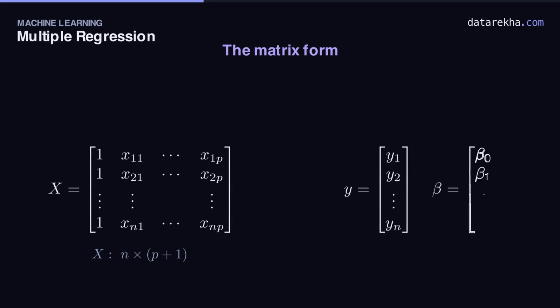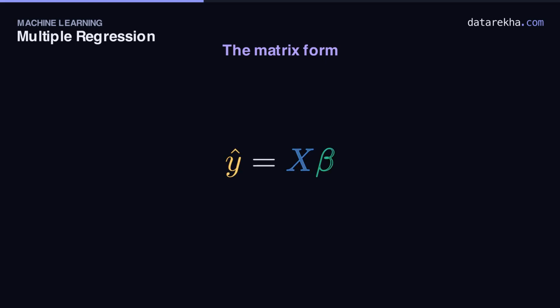Next, the target vector, little y, every observed output stacked in a column. And the coefficient vector, beta, the intercept and every slope stacked together. These are the numbers we're hunting for. And now, the reward. Every single prediction, for all n examples at once, collapses into 3 symbols. Y hat equals X beta. One matrix times one vector replaces that entire sum we started with.